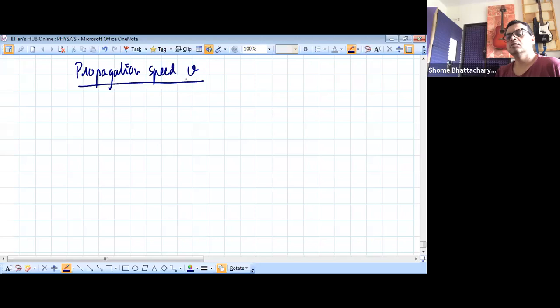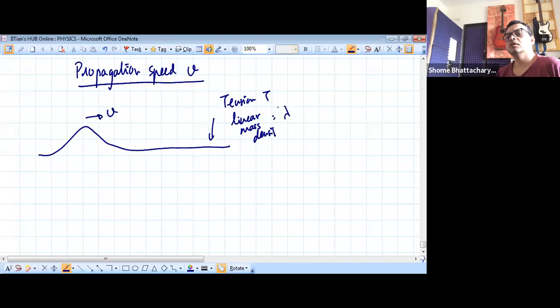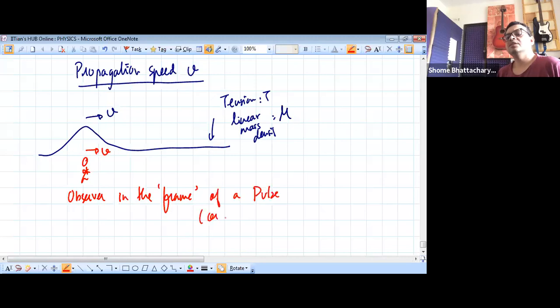v. We will understand this in this way: suppose there is a pulse traveling along a string which has tension T and linear mass density mu, so not lambda, but here we use the symbol mu for it. Now imagine an observer who is traveling along with the pulse, in the frame of the pulse, or it could be the crest of a periodic wave.